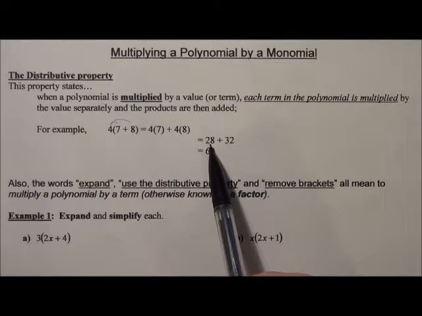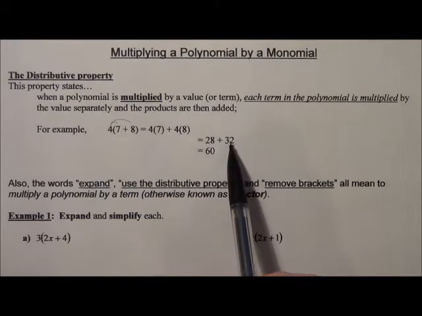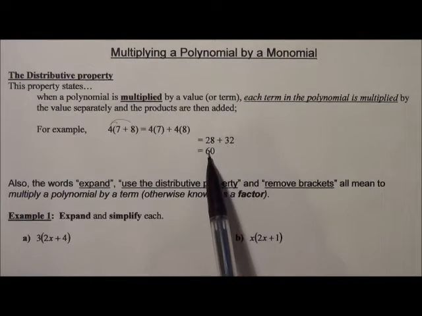4 times 7 is 28. And 4 times 8 is 32, and then we add them together to get 60.